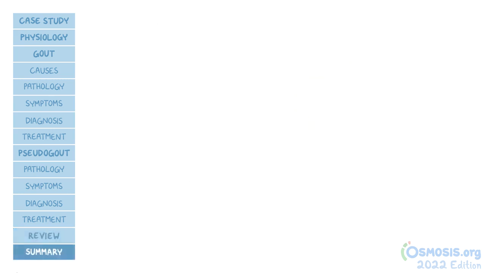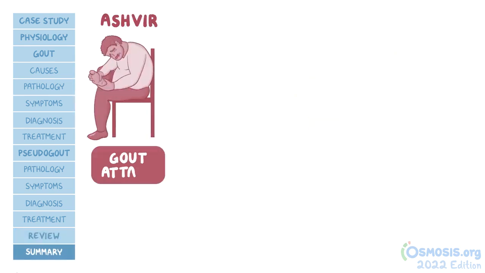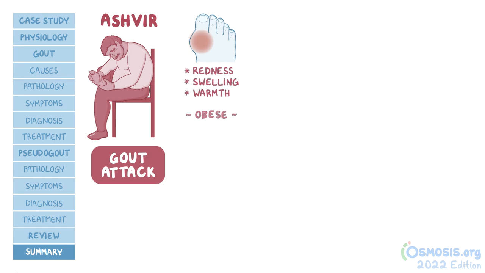Okay, now back to our cases. Ashvir comes in with the classic presentation of a gout attack. A severely painful right big toe with signs of inflammation like redness, swelling, and warmth. He is also obese, which is a risk factor for gout. Our suspicion was confirmed by synovial fluid analysis, which detected monosodium urate crystals.